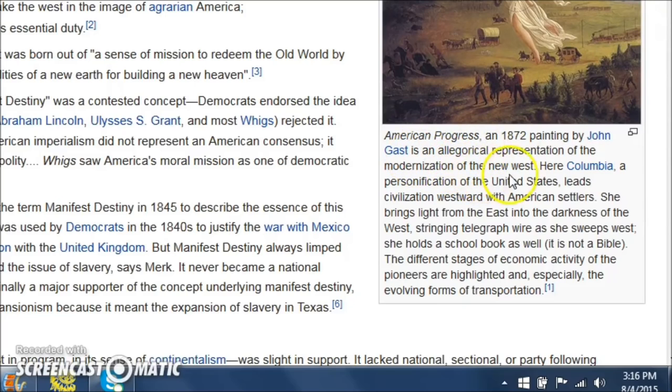American Progress, a painting. Here, Columbia is a personification of the United States, leads civilization westward with American settlers. She brings the light from the east into the darkness of the west, stringing telephone wires. She sweeps west. She holds a school book as well, not a Bible. The different stages of economic activity of the pioneers are highlighted, and especially the evolving forms of transportation.